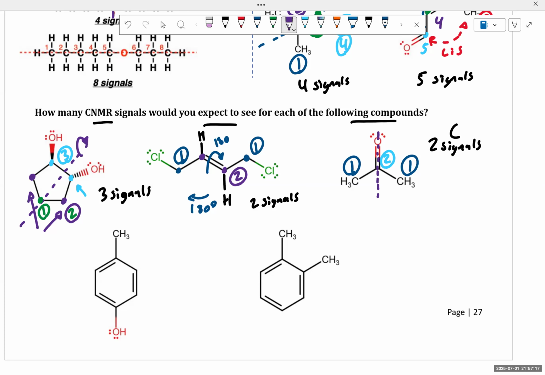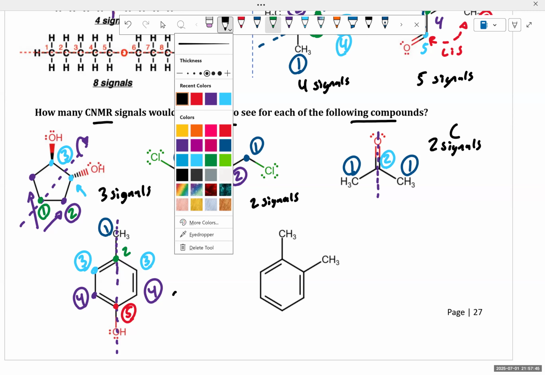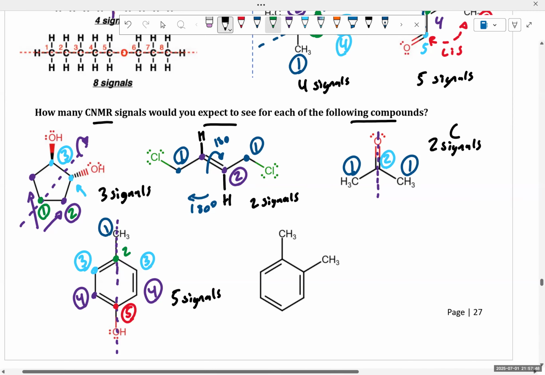Looking at this next compound, there is a clear plane of symmetry. So we have 1, 2, 3, 4, 5 unique carbons. So we'd expect in turn to see 5 unique carbon NMR signals.